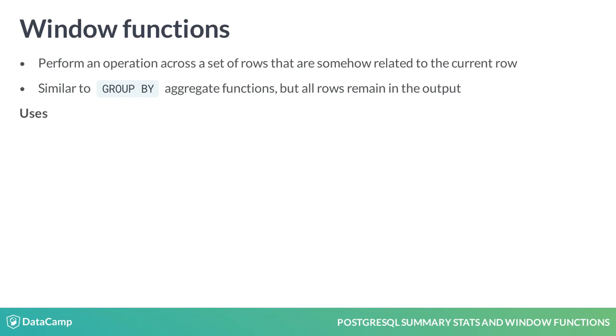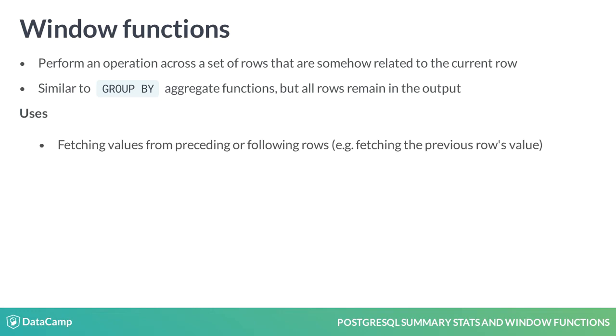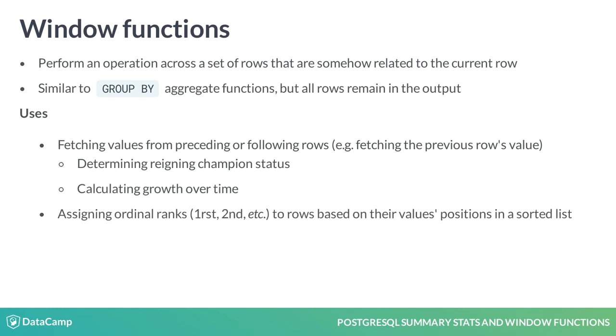With window functions, you can easily do multiple things that are either quite complex or borderline impossible in SQL otherwise. For example, you can fetch values from rows before or after the current row. This could be used to determine if a competition's champion is reigning and to calculate growth over time. You can also assign ranks to rows and calculate running totals and moving averages.